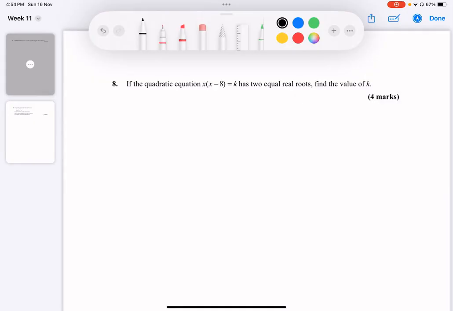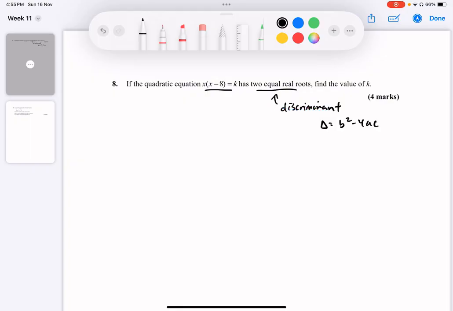Hey everyone. So if the quadratic equation is given to us, it has two equal real roots. Find the value of k. So immediately I see that we have to use the discriminant. This is the key term, discriminant. I mean, two equal real roots. And for the discriminant, immediately I know we have this equation.